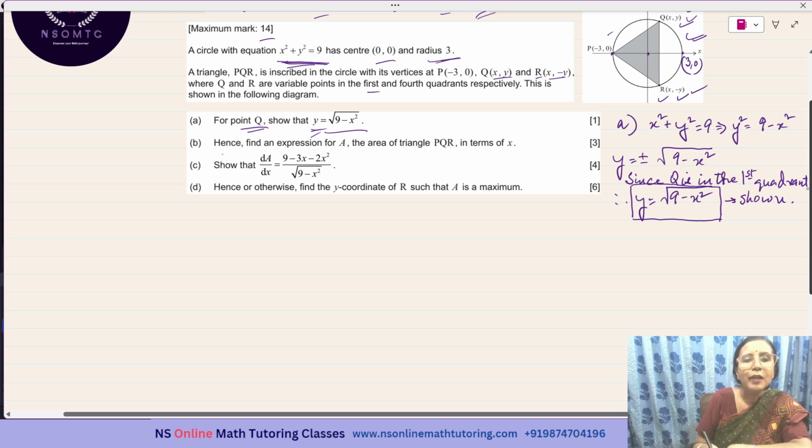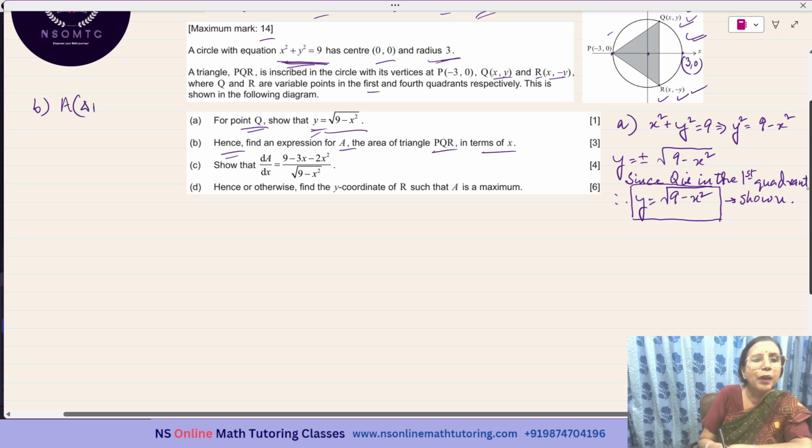Subpart B. Hence, find an expression for A, the area of the triangle PQR, in terms of x. So, we know the area of triangle PQR will be equal to half times base times height. This is the formula for the area of any triangle. A is the area they have said.